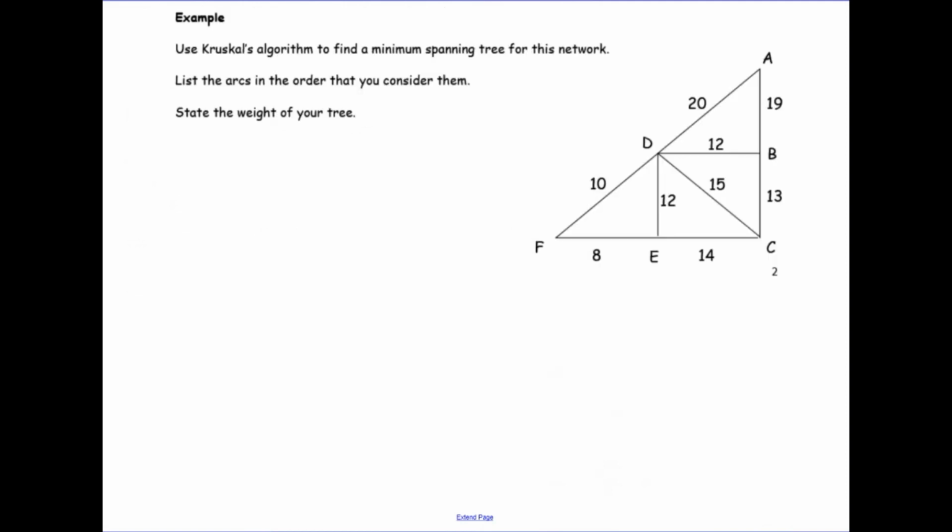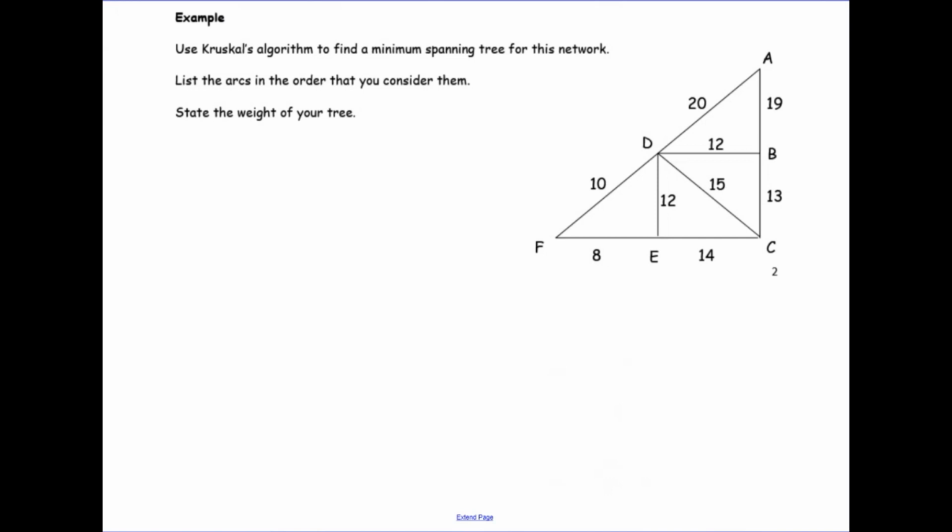So we've got a graph here with our weights on it. I'm being asked to find the minimum spanning tree for this network. I'm going to do it using Kruskal's algorithm first, and then we will do it using Prim's. So Kruskal's algorithm is all about the arcs on this network. The first step of Kruskal's algorithm is to list all of the arcs in ascending order.